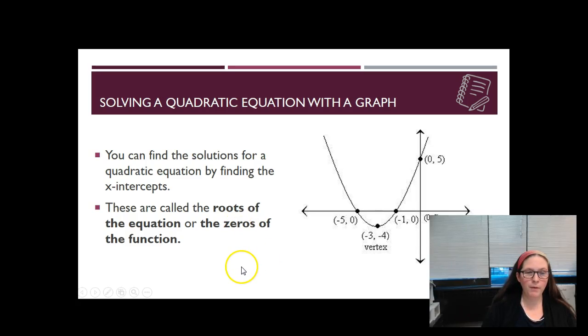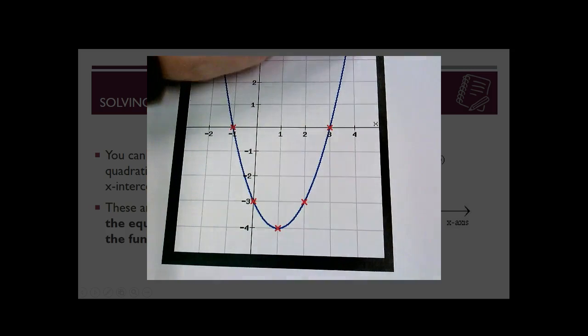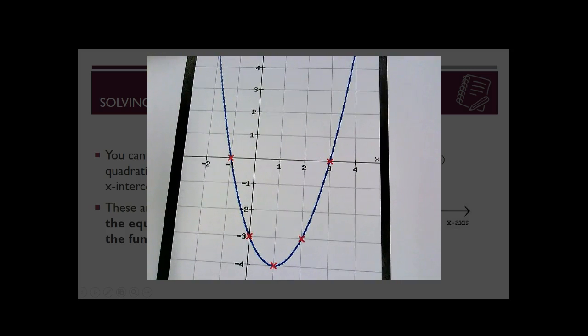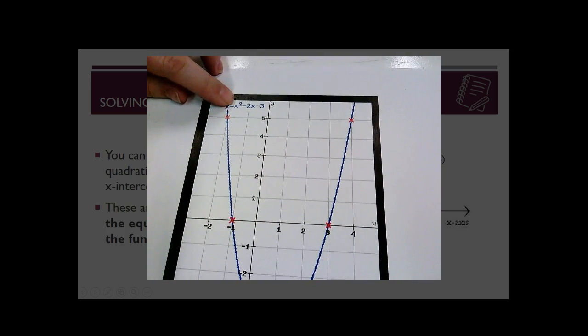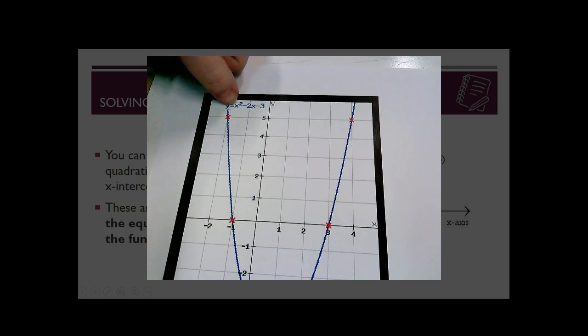Let's take a minute and look at a few other parabolas and see about solving them by using their graph. We're going to look at a few examples of our parabolas or our quadratic functions here. We can see this function right here is another parabola. We can tell by the shape, so we know that it fits that standard form. You can actually see up here the equation of it, if I can adjust my camera. It tells us this one is y equals x squared minus 2x minus 3, which gives you a nice way of seeing that standard form.